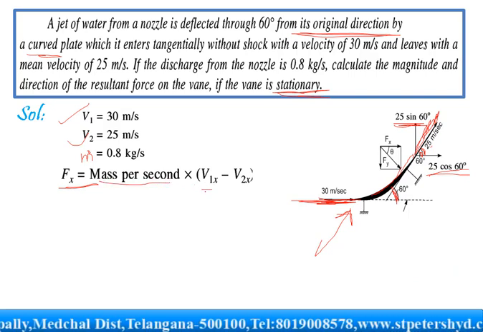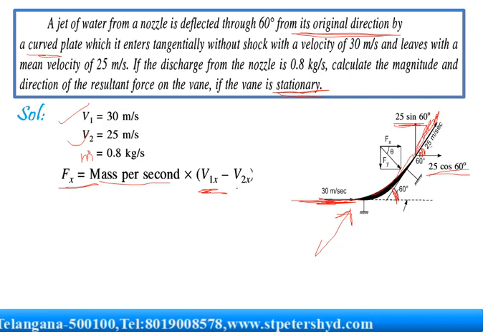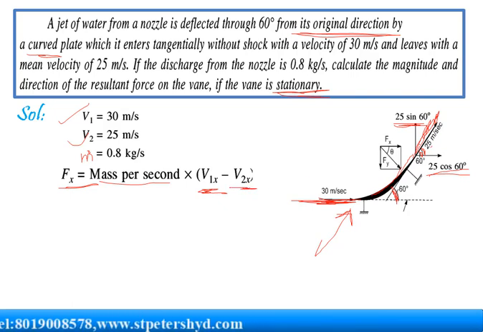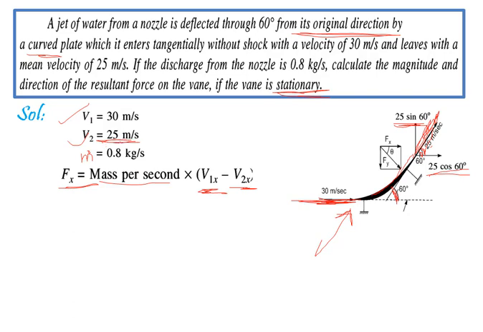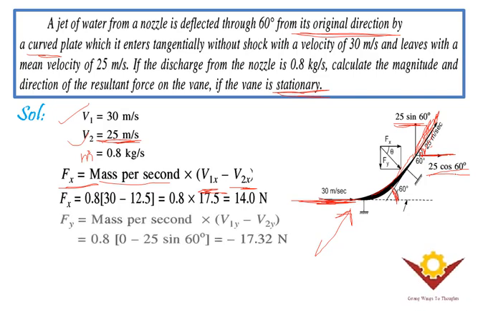It's already given: the initial velocity in the x direction and the final velocity in the x direction. Here the velocity given is 25, at an angle of 60 degrees, but it is not the velocity in the x direction. We have to resolve that velocity in the x direction, which is 25 cos 60. If you substitute those values, Fx equals mass per second, which is 0.8, times the velocity in the x direction, which is 30, minus the velocity in the x direction of the outlet, which is 12.5 if you resolve 25 cos 60. And now we require the magnitude.